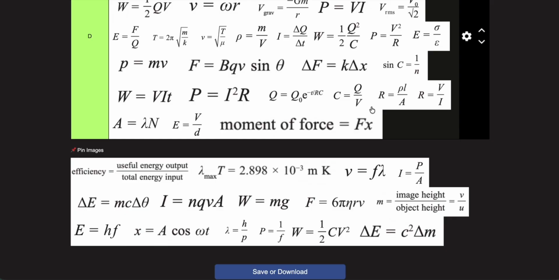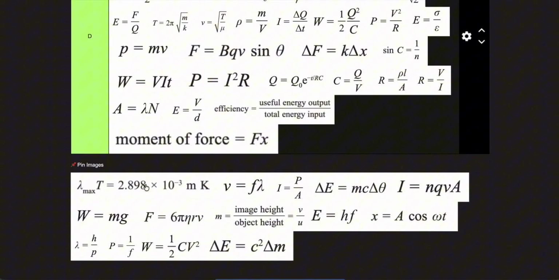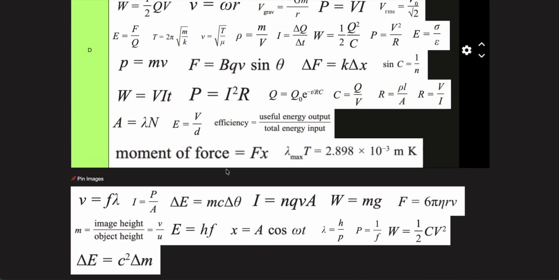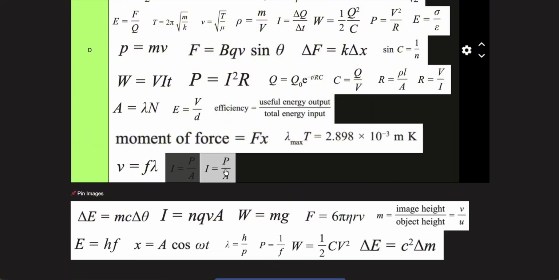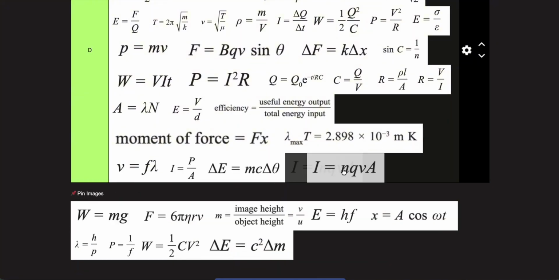Efficiency equals useful energy output over total energy input, tier D. Wien's law, tier D. And the speed of a wave as a function of its frequency and its wavelength, tier D. P over A, let's put it tier D. Cm times delta theta, the energy needed to heat up materials, let's put it tier D. Current, tier D. M times g, the weight, tier D.